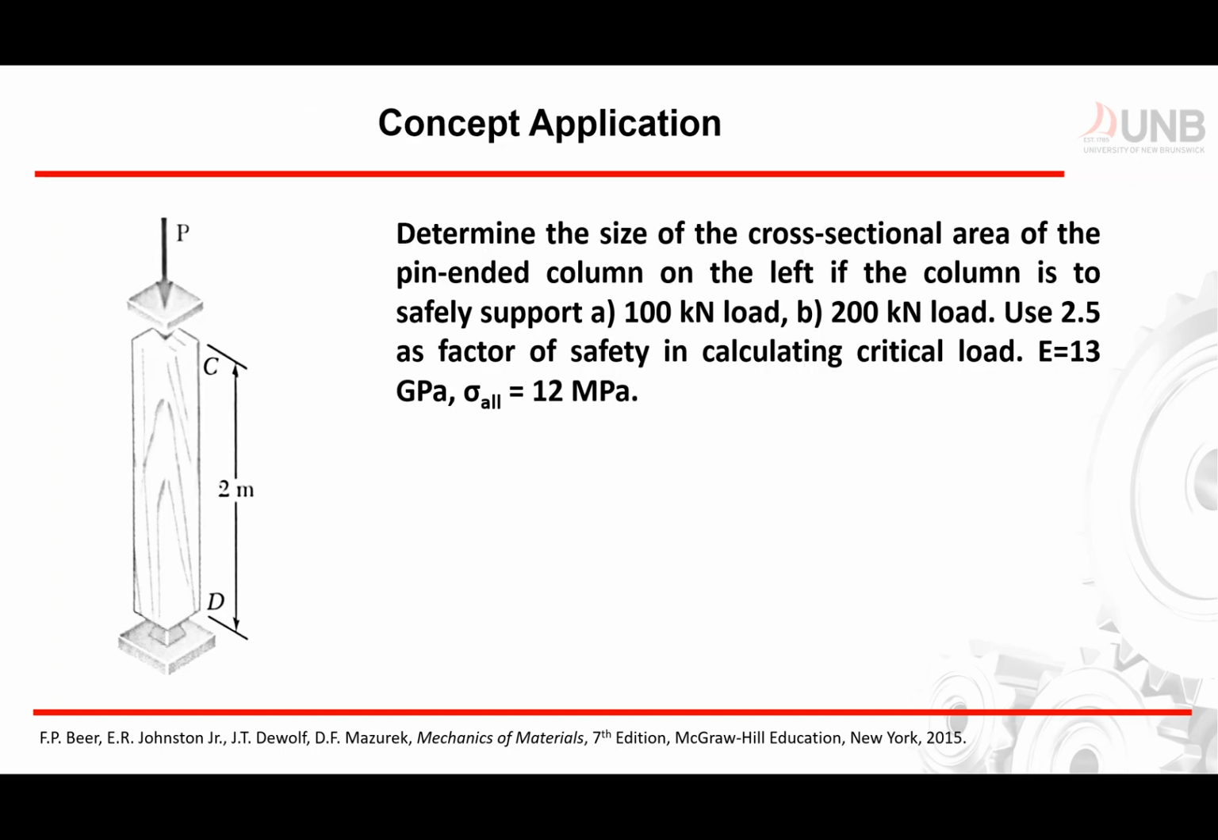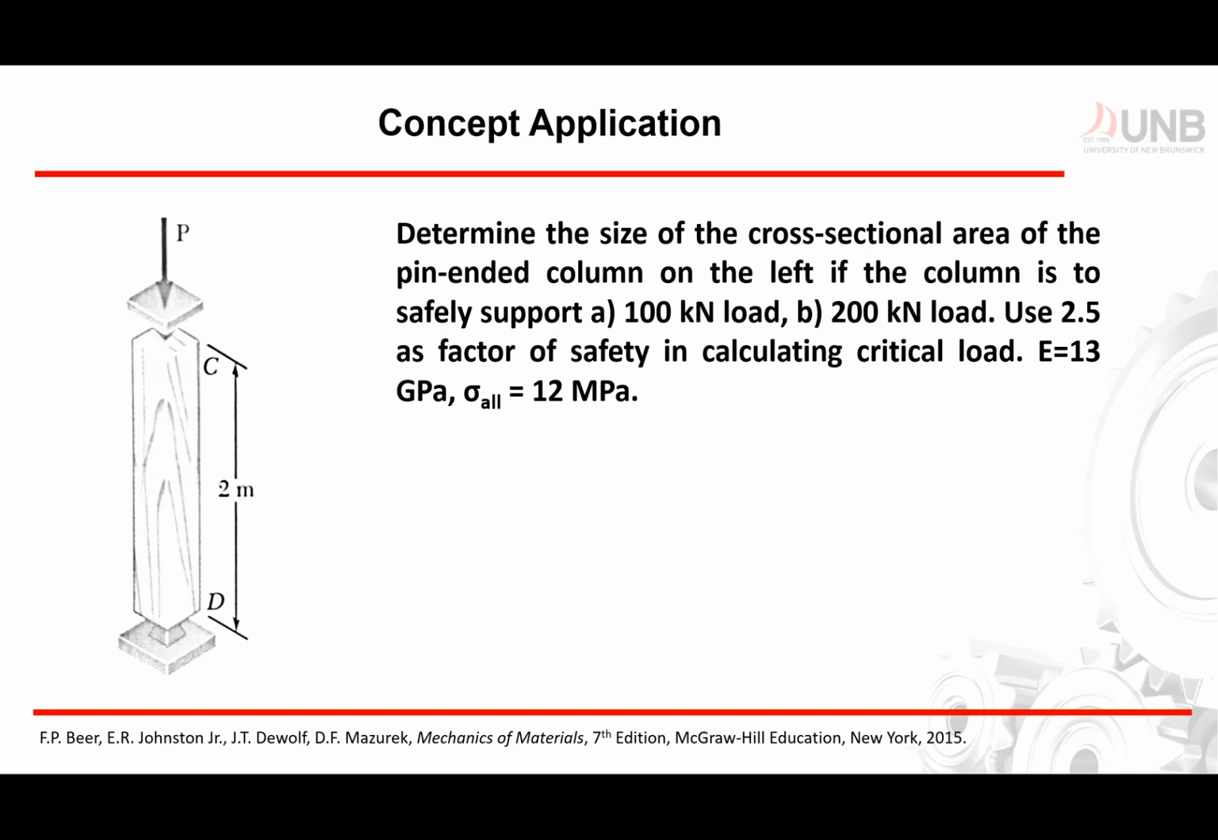Determine the size of the cross-sectional area of the pin-ended column on the left if the column is to safely support A, 100 kilonewtons load, B, 200 kilonewtons load. Use 2.5 as factor of safety in calculating critical load. Your E is equal to 13 GPa. Your allowable stress is equal to 12 MPa. So let's solve that problem.